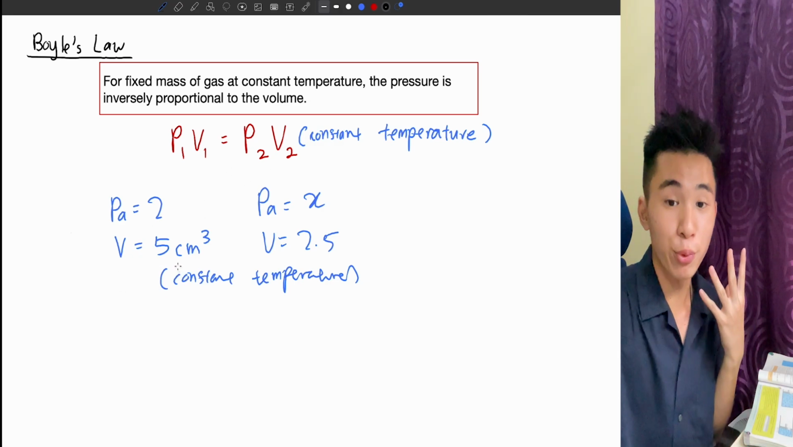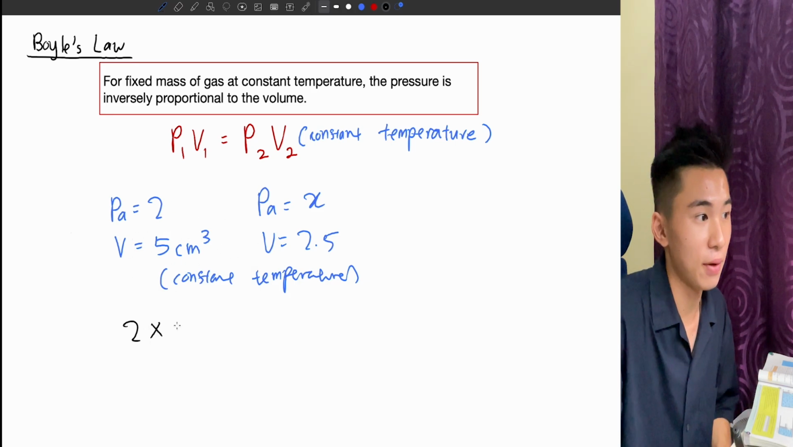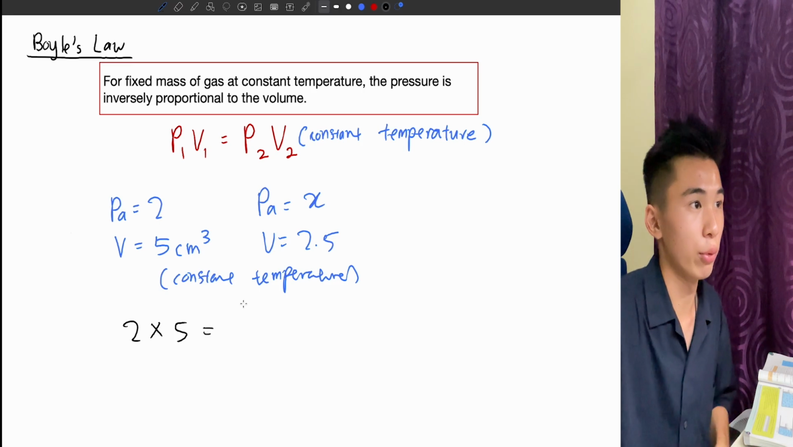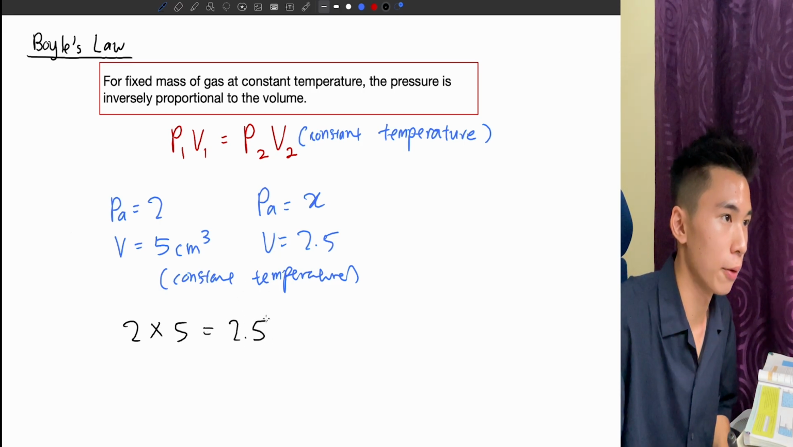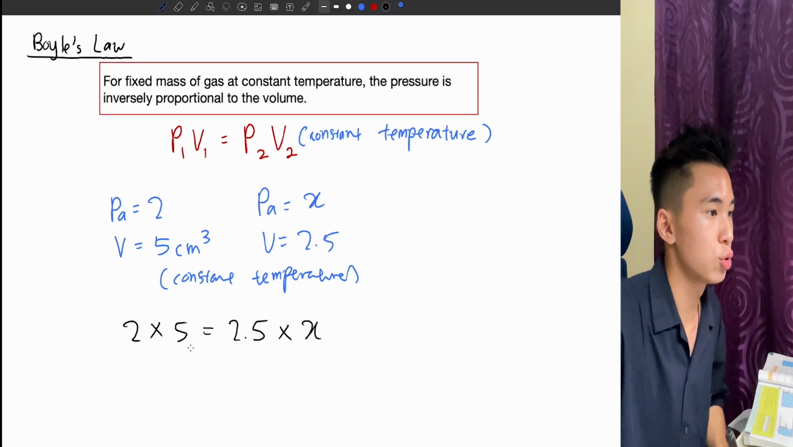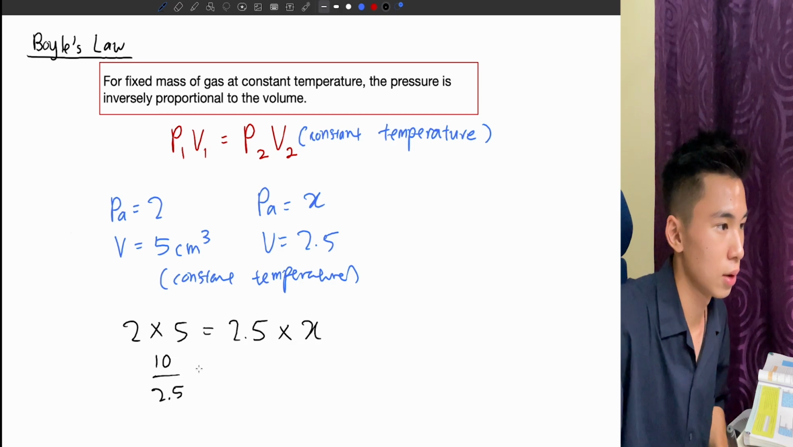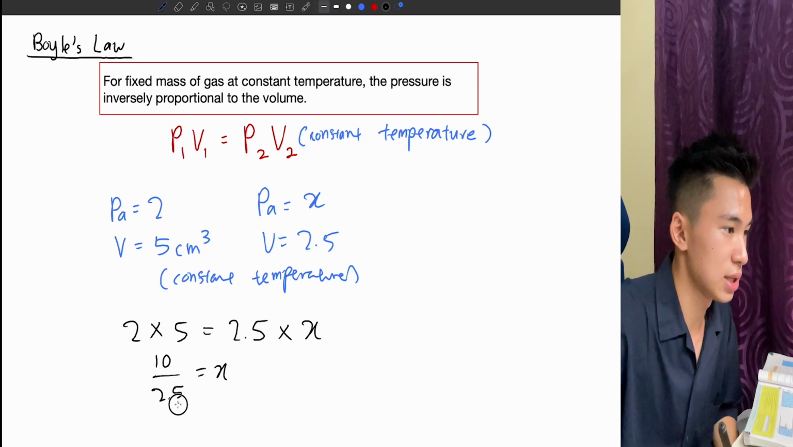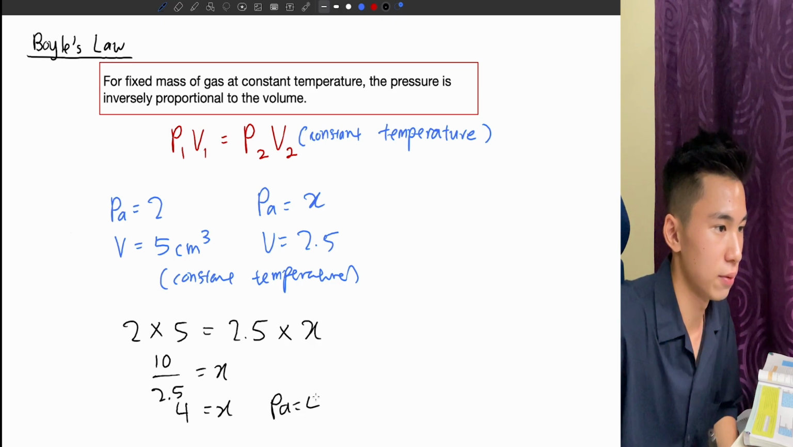So our initial pressure is 2 and our initial volume is 5, equals our new pressure times our new volume. Our new volume is 2.5 and our pressure is unknown. So let's just move it around. 2 times 5 is 10, over 2.5, and that gives x. So x is going to be 4, and the pressure is going to be 4.